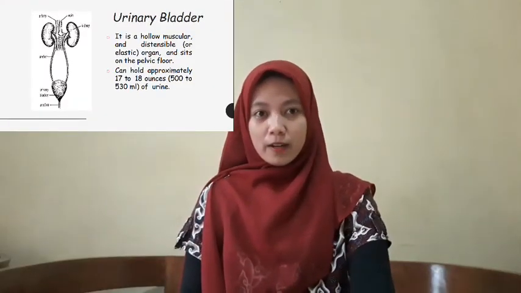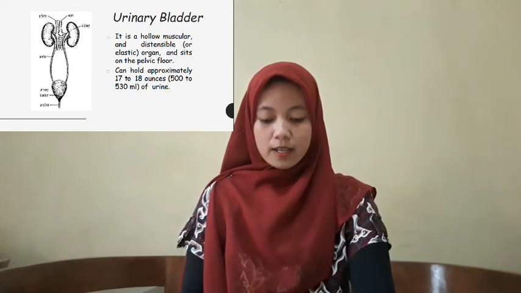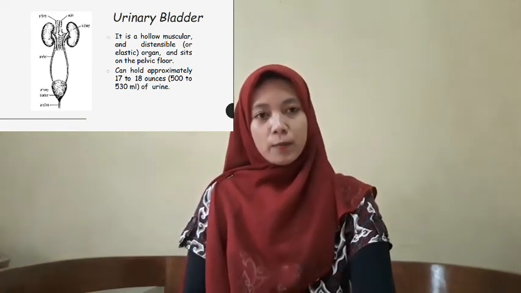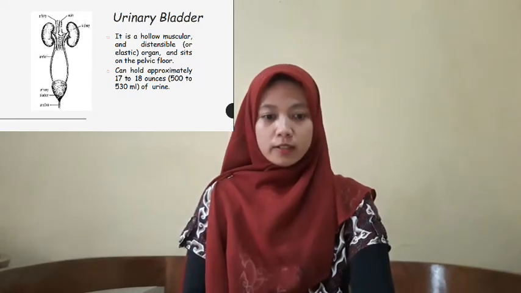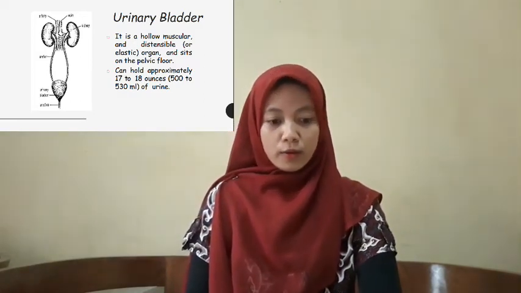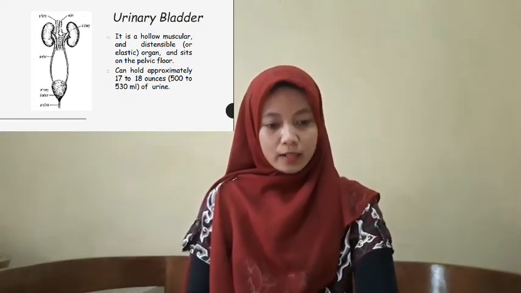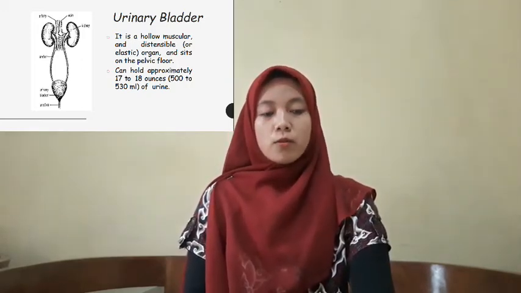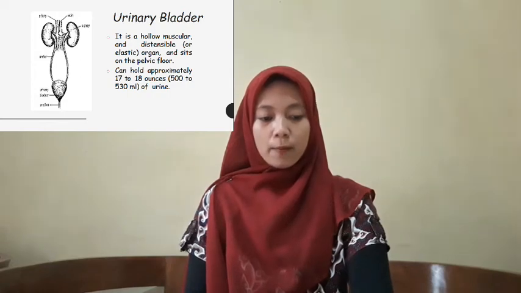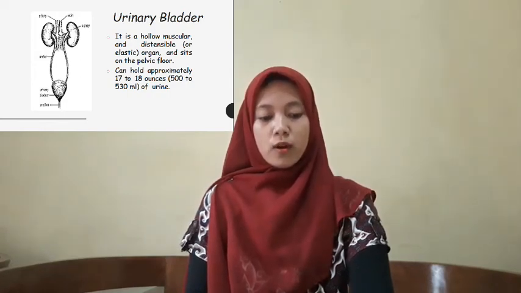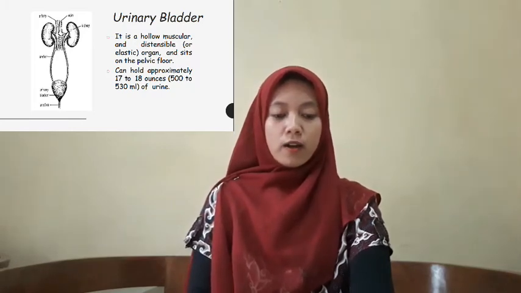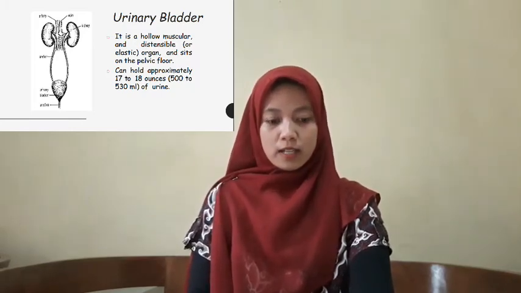Next, urinary bladder. The urinary bladder is the organ that collects urine excreted by the kidneys prior to disposal by urination. It is a hollow, muscular, and distensible or elastic organ and sits on the pelvic floor. The urinary bladder can hold approximately 17 to 18 ounces or 500 to 530 milliliters of urine.